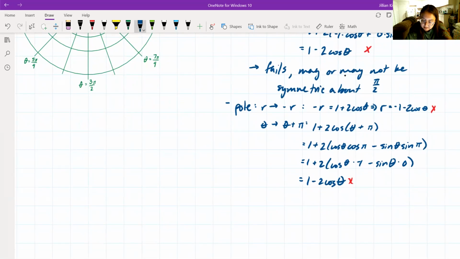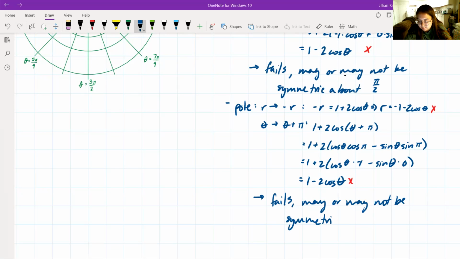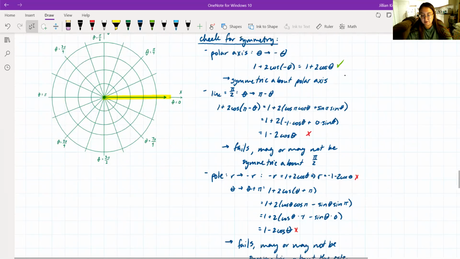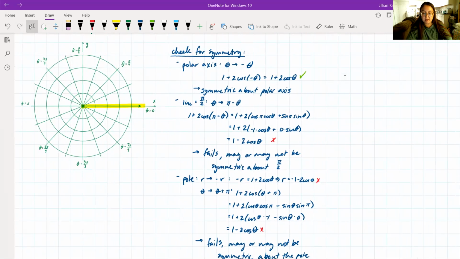which tells us that it does fail, so it may or may not be symmetric about the pole, or in other words, the origin. All right, so we've determined symmetry. We don't know for sure about the line pi over 2 or the pole, but we do know for sure that it is symmetric about the polar axis.